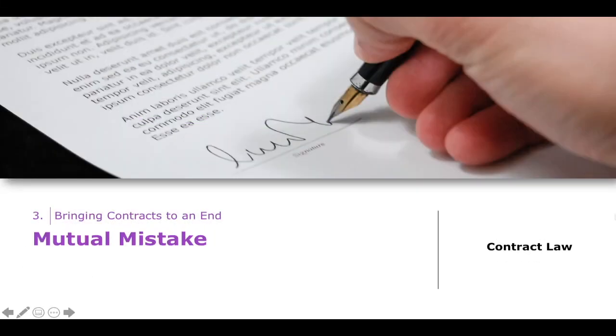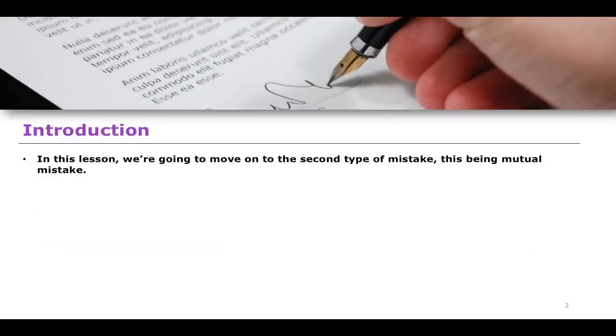In this lesson, we're going to talk about the concept of mutual mistake in relation to contract law. So we're moving on to what is known as the second type of mistake. The previous type of mistake is, of course, common mistake.